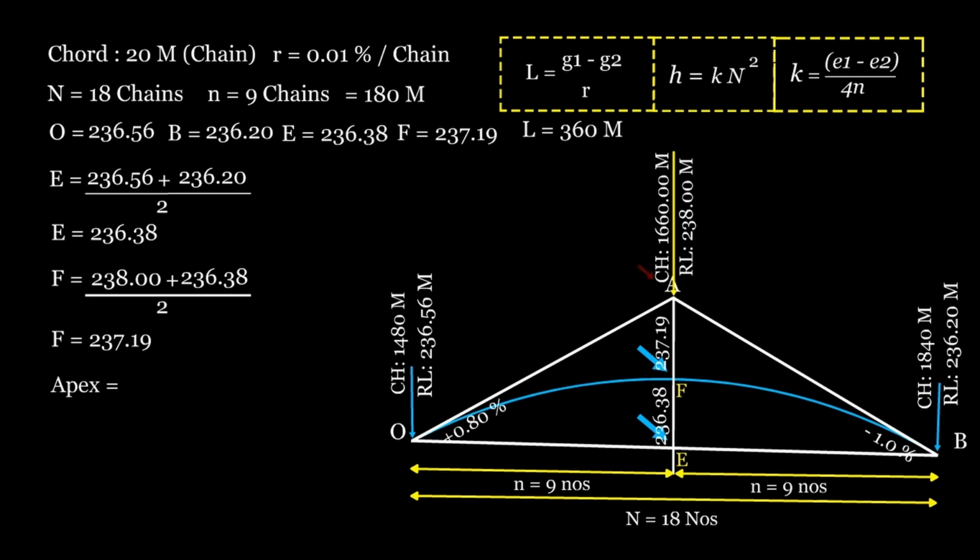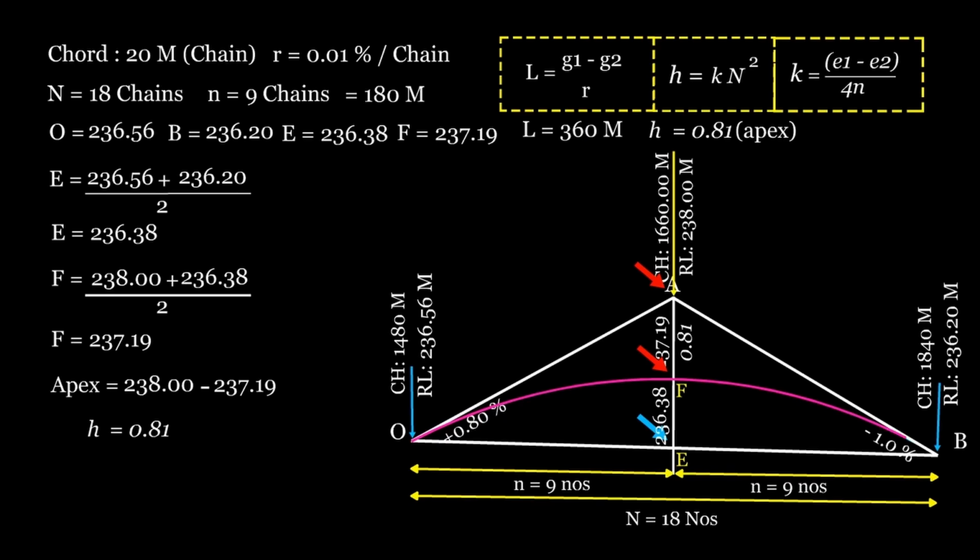The apex value is the difference between A and F. 238 minus 237.19, which equals 0.81 meters. This value is the H value of 0.9 from the beginning of the curve.